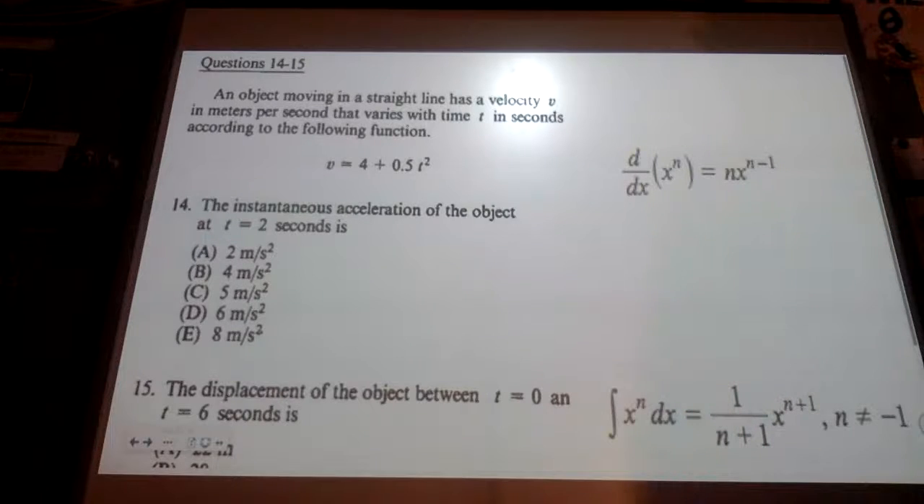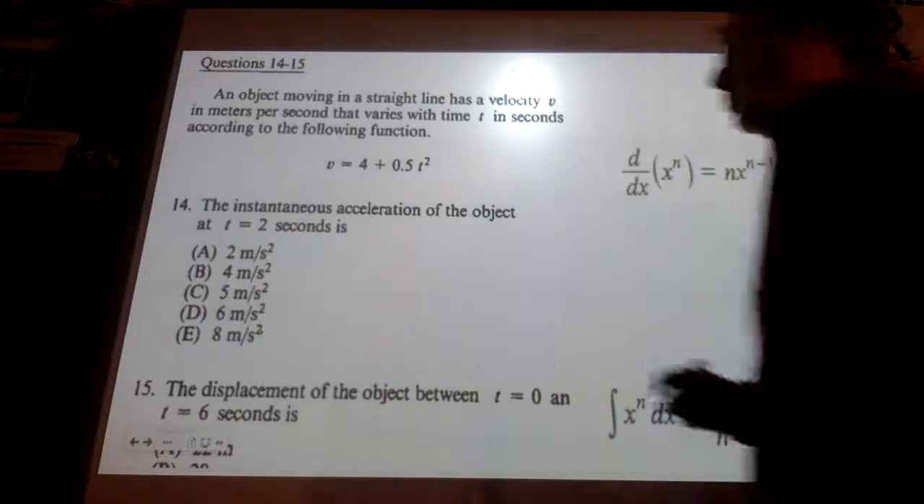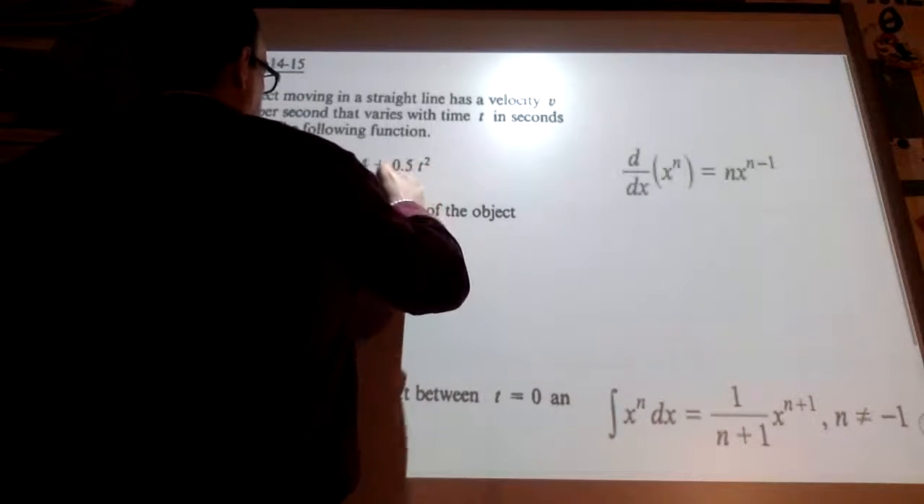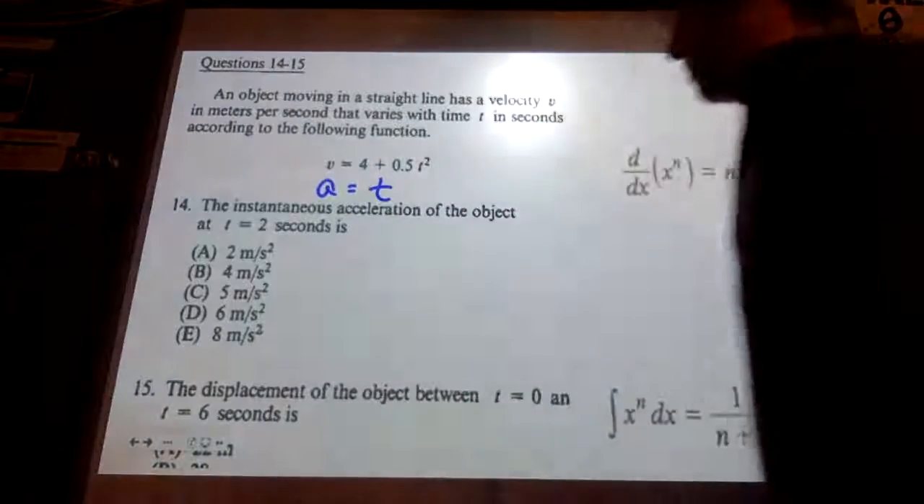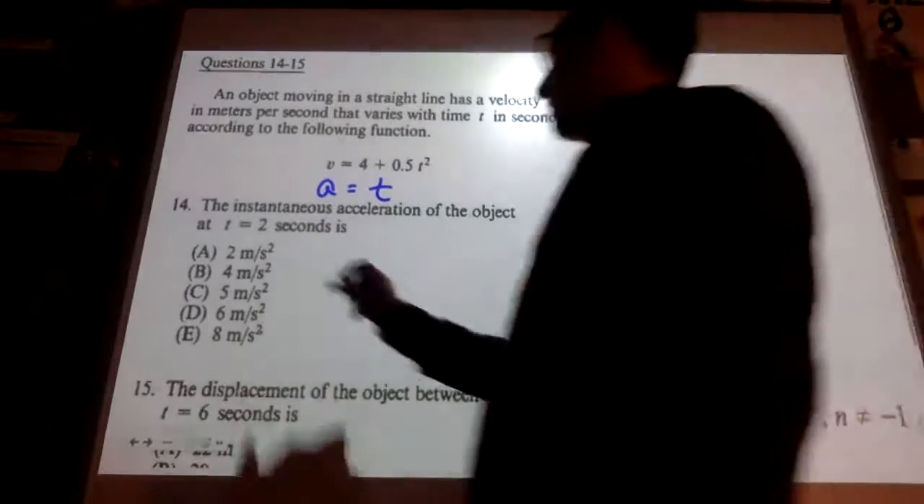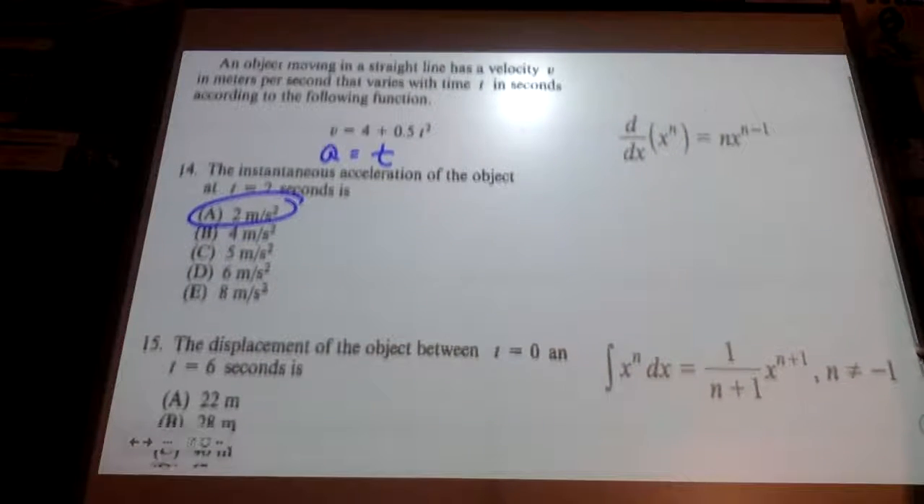An object moving in a straight line has a velocity v in meters per second that varies with time t in seconds according to the following function. V equals 4 plus 0.5 t squared. What is the instantaneous acceleration of the object at t equals 2 seconds? So again, using our power rule, my acceleration is going to be equal to 0.5 times 2, which is 1. So it is going to be just t. And so if I put in a 2, I'm just going to get 2 meters per second.